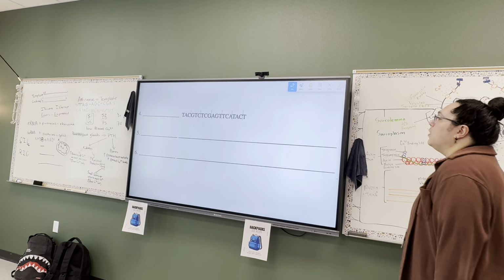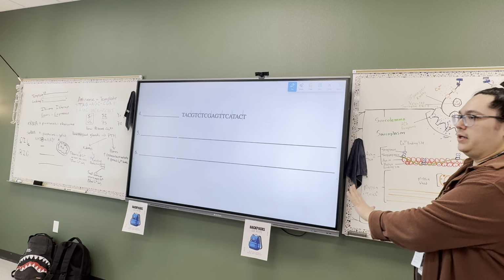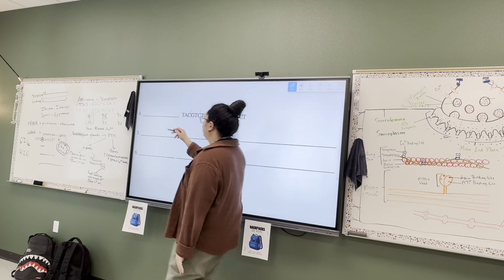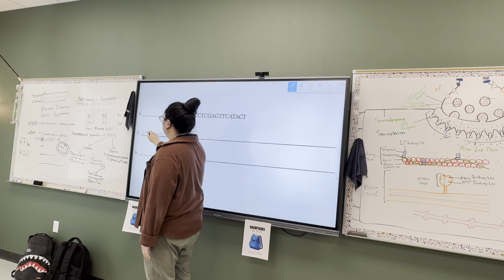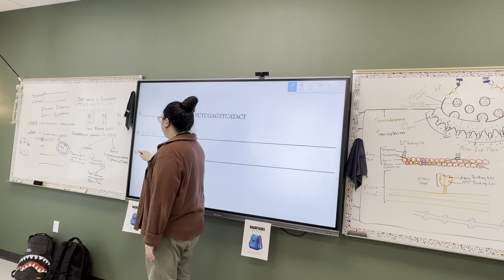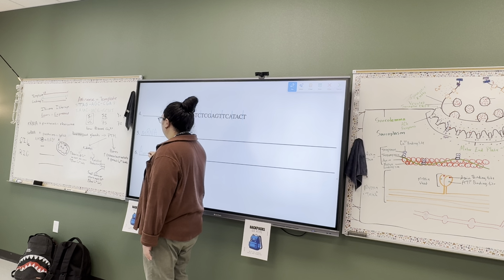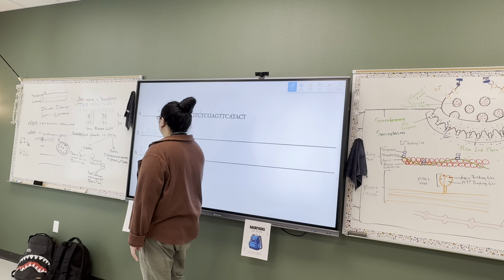So when we did that, right? But what do we do after that? After the DNA, we have to convert it into what? mRNA, and after that, we have to make it into protein, amino acids or protein. Good.